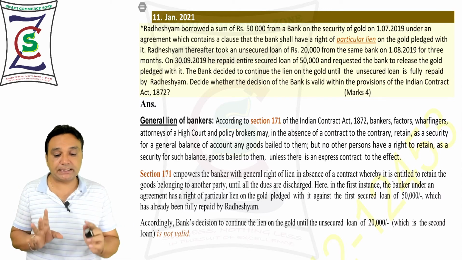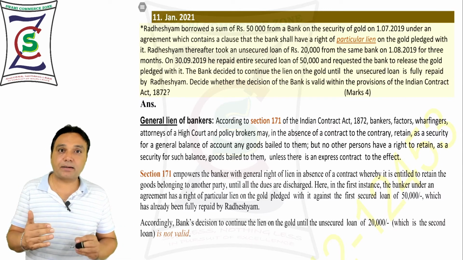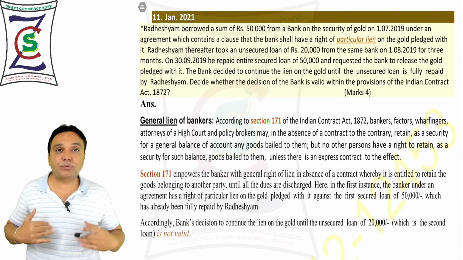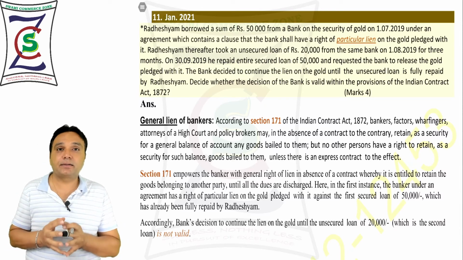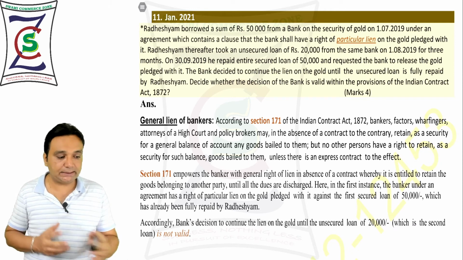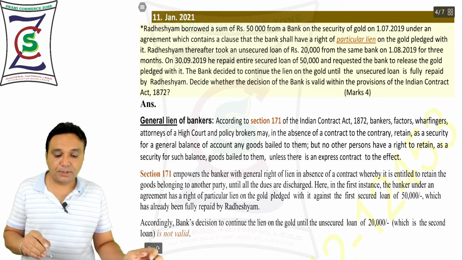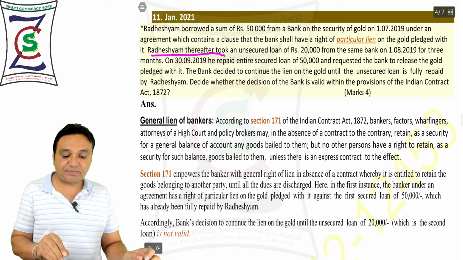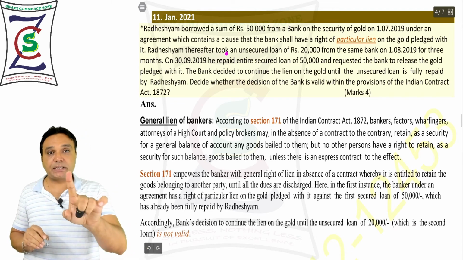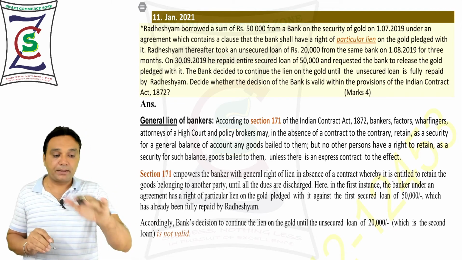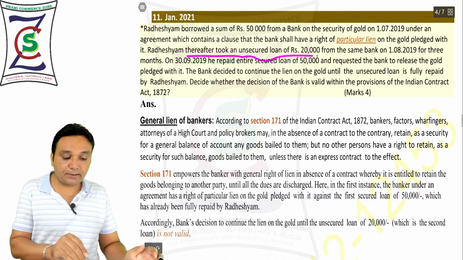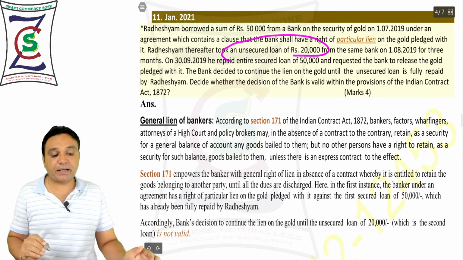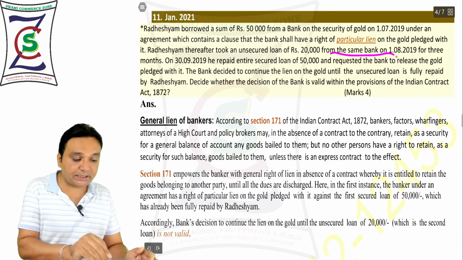But that's how the question is. So in the exam, if something like that comes, do not lose your heart. What do you know about the law? You attempt on those bases, because there may be some error even in the questions by ICAI. So what happened? Radhesham thereafter, so see, he has already taken a secured loan by giving the gold as security. He has taken another unsecured loan from the same bank, rupees 20,000.